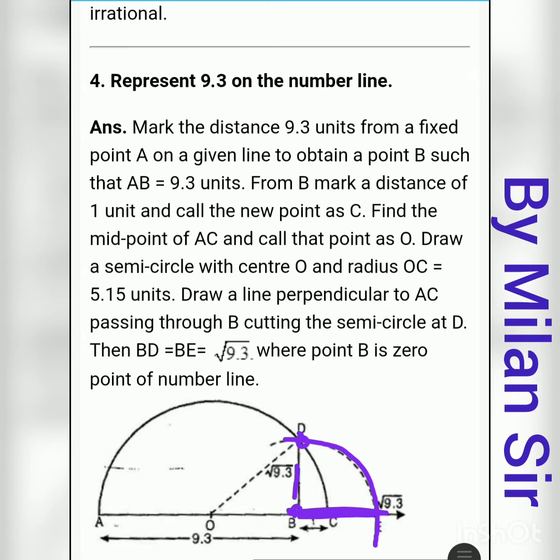Why? Because you take radius equal to BD. So BD and BE are both your radius, and you already took your radius equal to under root 9.3. It means that BE is equal to under root 9.3. In this way we can represent the square root of any decimal number on the number line.